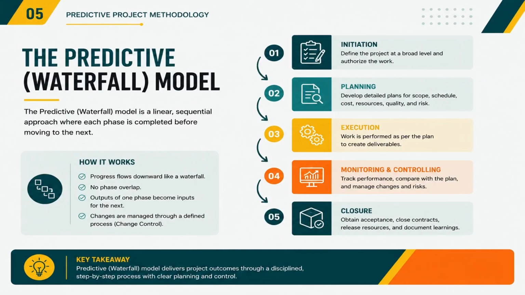Now, we can see how the waterfall model works in practice. As you can see here, the flow is linear and sequential. The output of one phase is the input for the next. For example, after initiation and approval, planning begins. Once the planning is finalized, execution starts. During this execution, the team performs the planned work to create the deliverables. Monitoring and controlling also ensures that the project stays aligned with the approved plan. And then the closure happens.